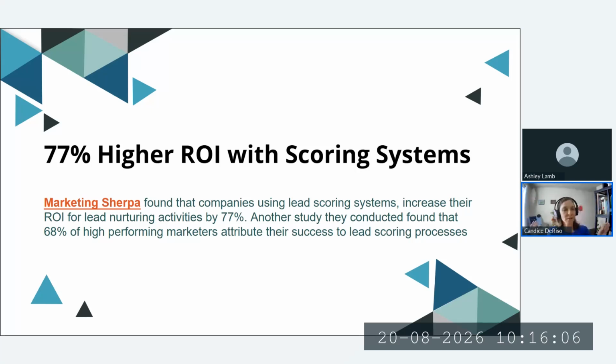And then another study found, again from Marketing Sherpa, that 68% of high-performing marketers attributed their success to lead scoring. So lead scoring is exactly what it sounds like. It is assigning a score to someone based on fields and behavior. So let's look at how we do that.